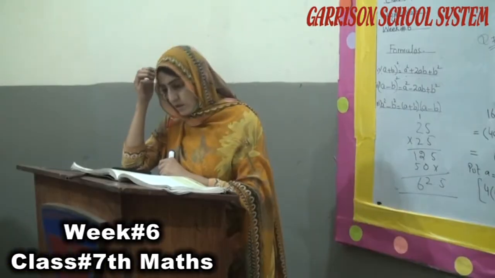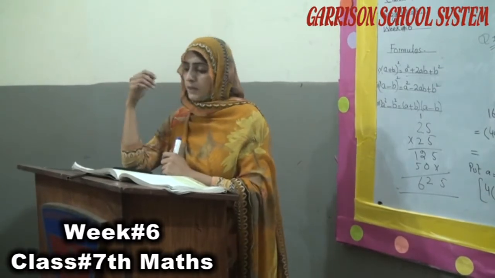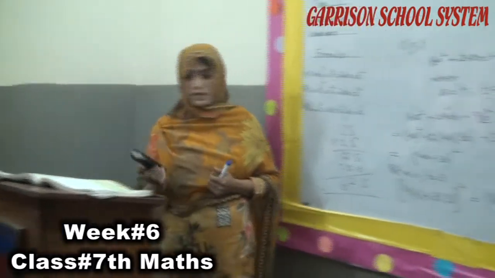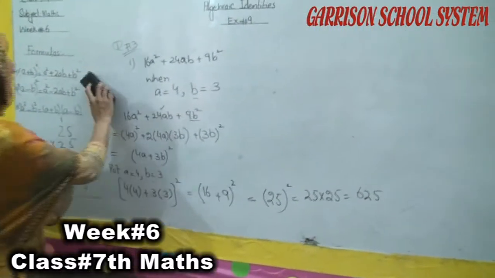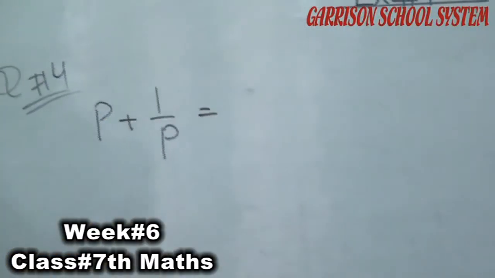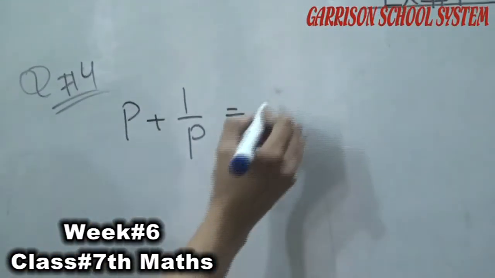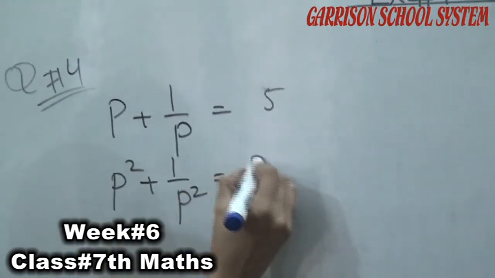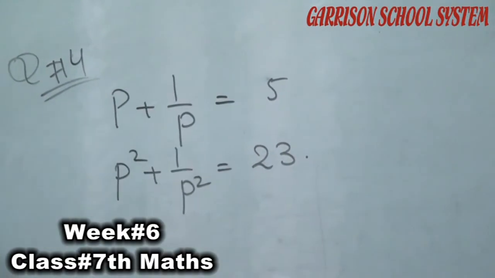And the second part: if p plus 1 over p is equal to 5, show that p square plus 1 over p square is equal to 23. Therefore, p plus 1 over p is given, that is equal to 5. We have to show p square plus 1 over p square is equal to 23.